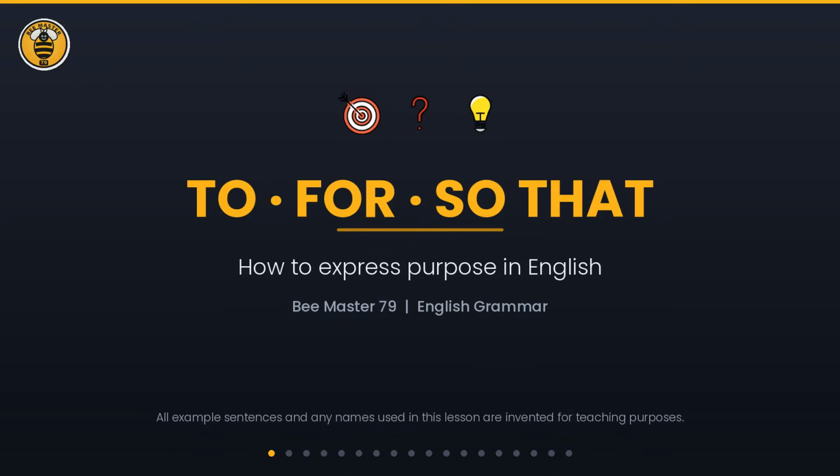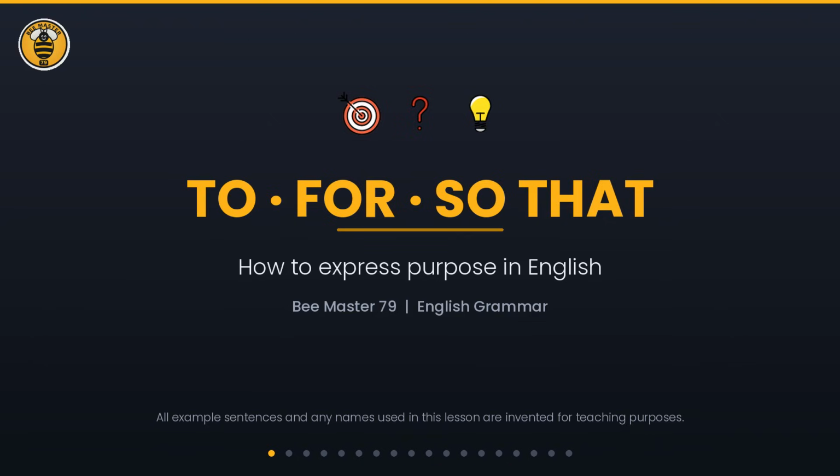Today we are going to master 3 small words that all answer one big question. Why? To, for, and so that. By the end of this lesson you will know exactly which one to use, and you will stop making the single most common purpose mistake that English learners make.